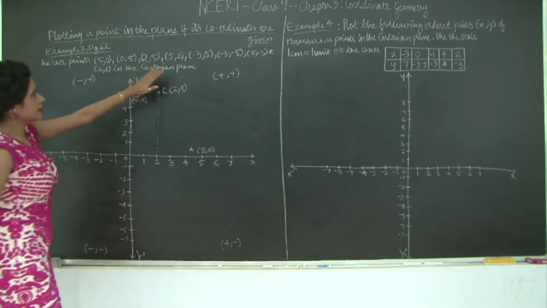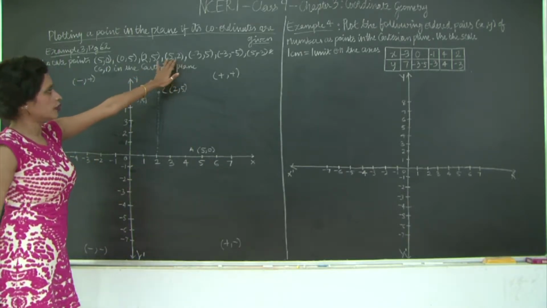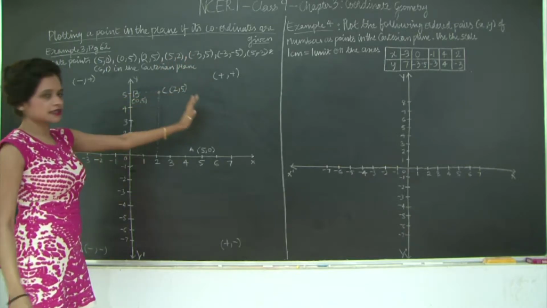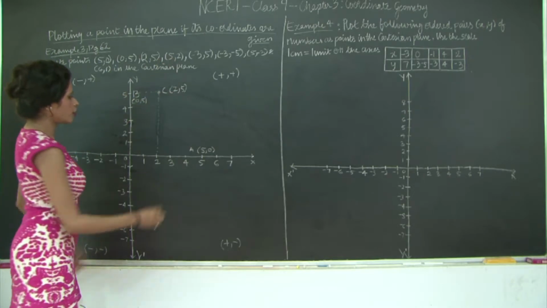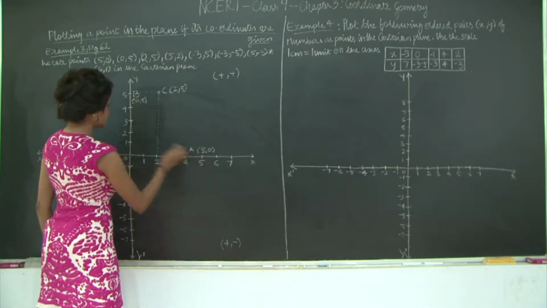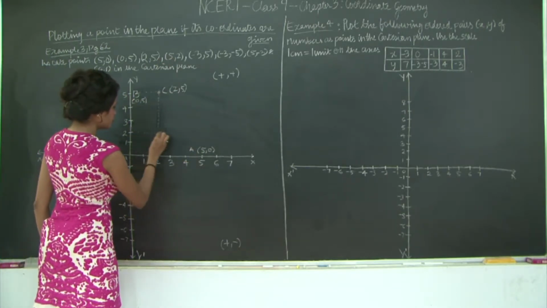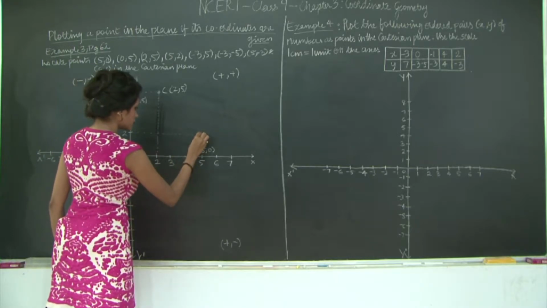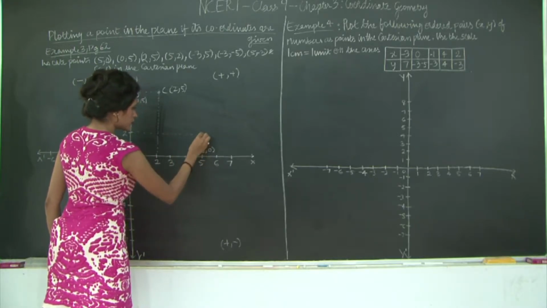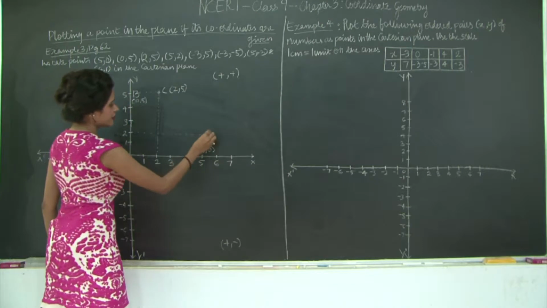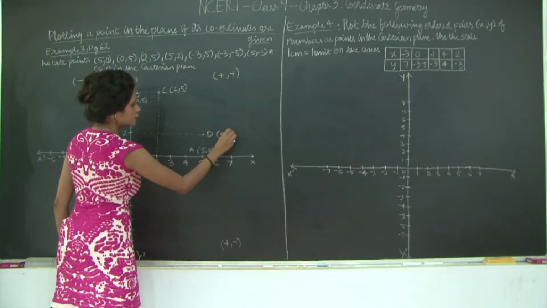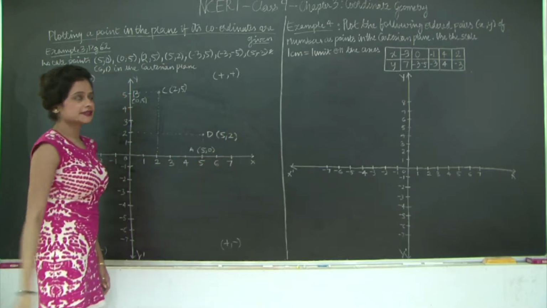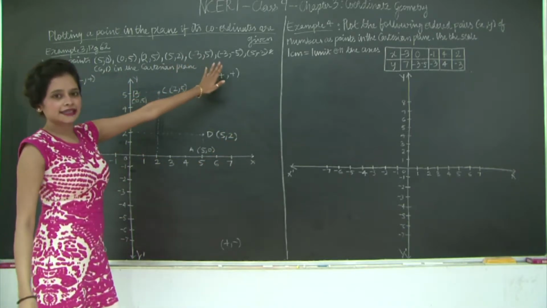Then take a look at this one, (5, 2). Again both the coordinates are positive, so this point is going to lie in the first quadrant. 5 is here, and let's take a look at 2. So this is my (5, 2). I will call this point D (5, 2). Pretty simple, isn't it?